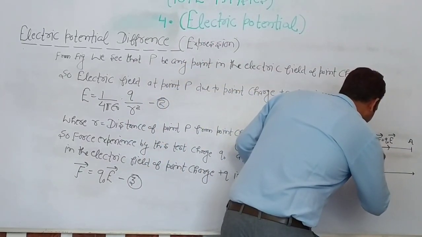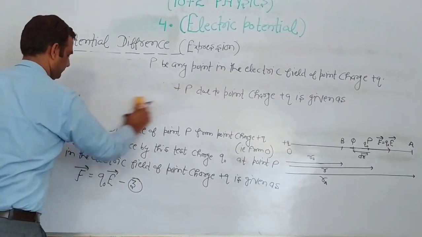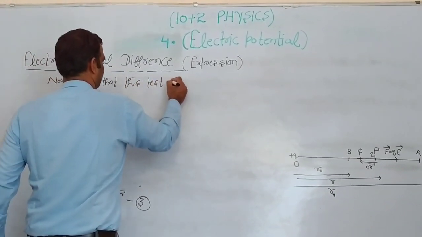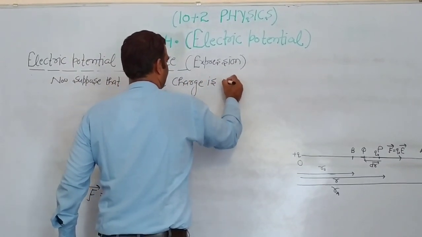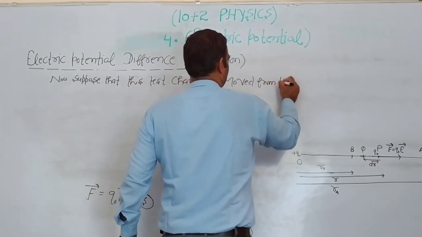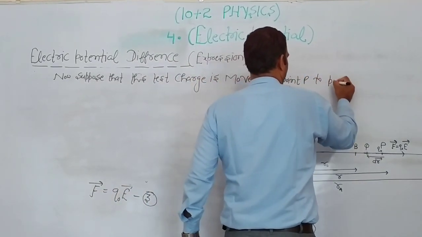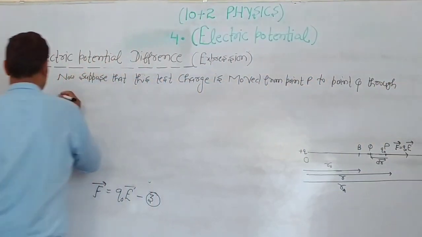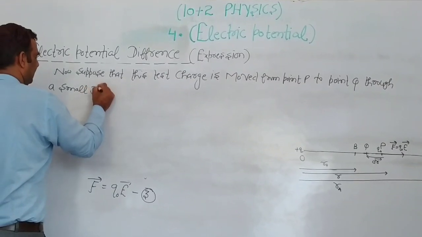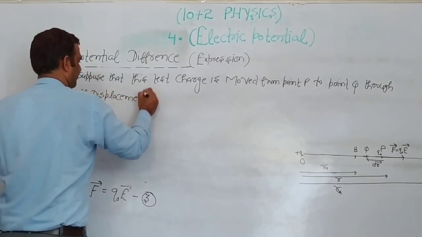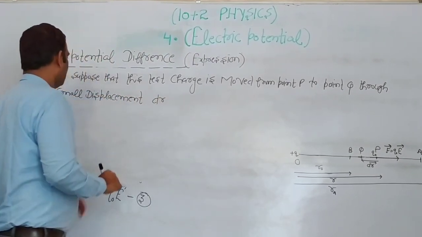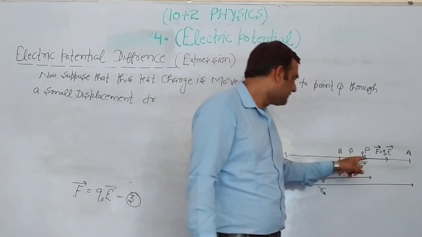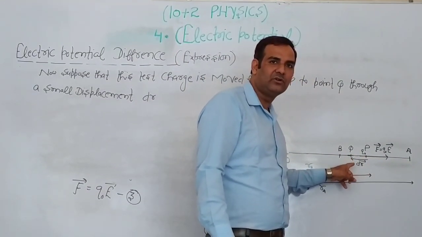Now suppose that this test charge is moved from point P to point Q through a small displacement dr. This test charge is moving from this point to this point through a small displacement dr.